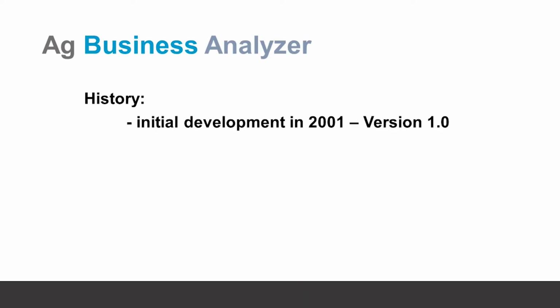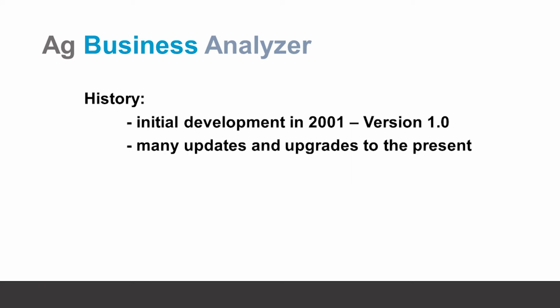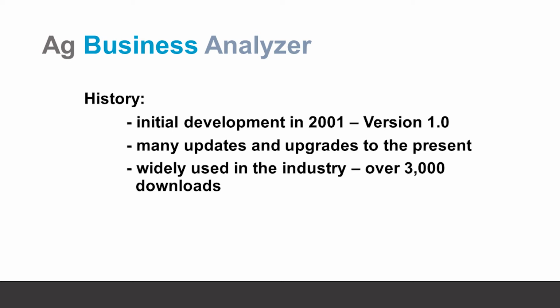In this video series, I'm going to tell you a bit about what it is and how it works, and hopefully at the end of the series, you'll know enough about it to be able to use it in your own application. First of all, a bit of history about the ABA program. The initial development was in 2001. Since that first release, it's gone through many updates and upgrades to the present. It's widely used in the industry, and to this date, there have been over 3,000 downloads.